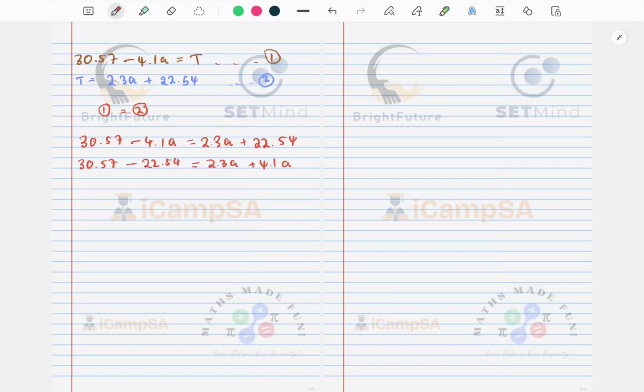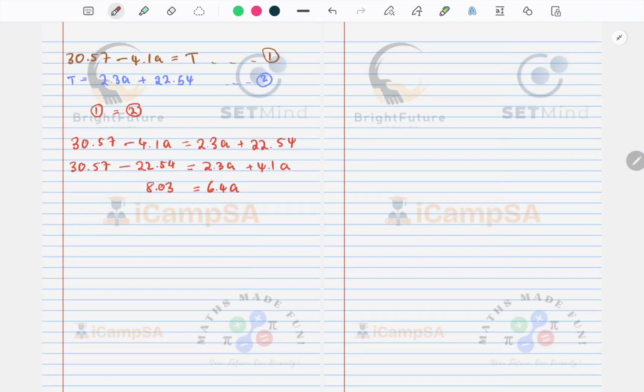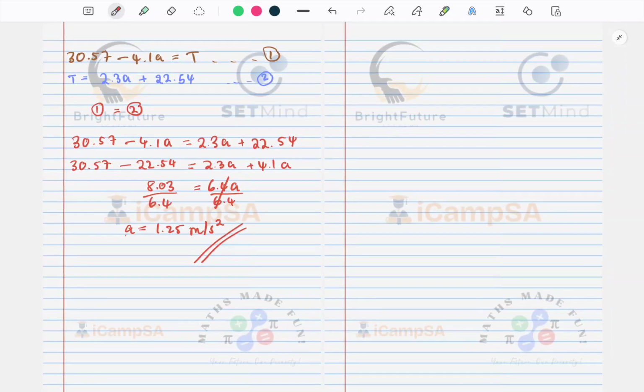Let's play with our calculators. After playing, we've got this here. Then we just divide both sides by 6.4 so that we are left with a only. So a equals 1.25 meters per second squared. Now we have our acceleration. That's how easy it becomes.